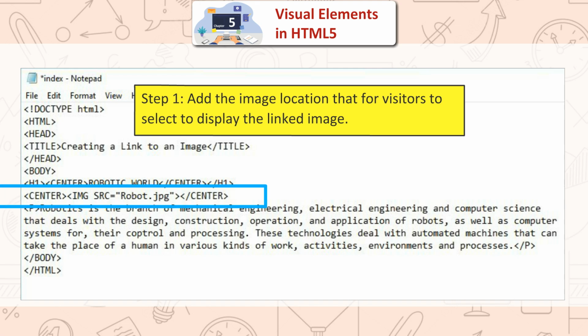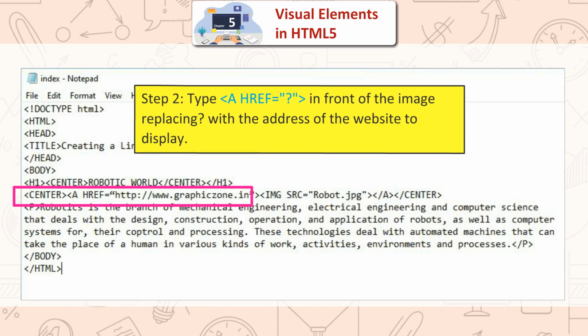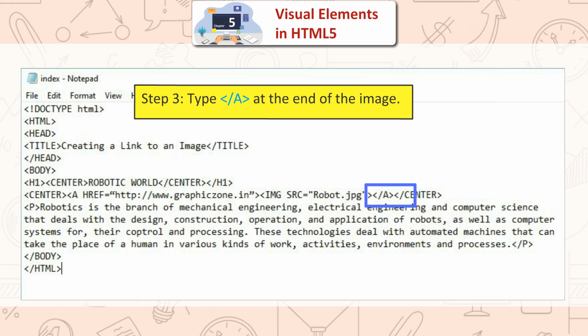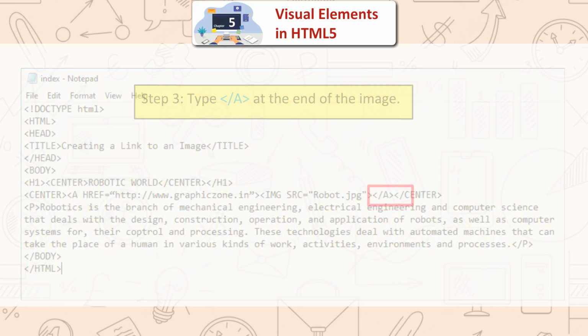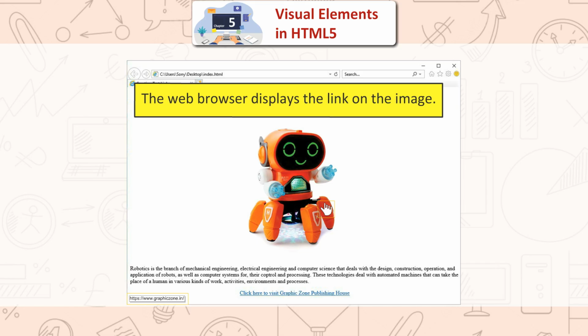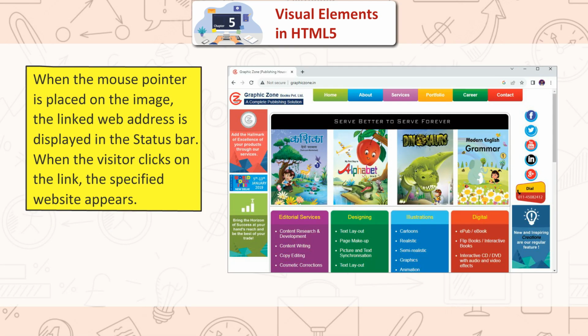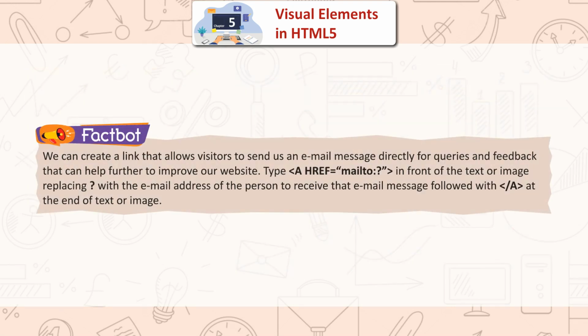Step 1. Add the image location for visitors to select to display the linked image. Step 2. Type <a href="?"> in front of the image, replacing the question mark with the address of the website to display. Step 3. Type </a> at the end of the image. The web browser displays the link on the image. When the mouse pointer is placed on the image, the linked web address is displayed in the status bar. When the visitor clicks on the link, the specified website appears.